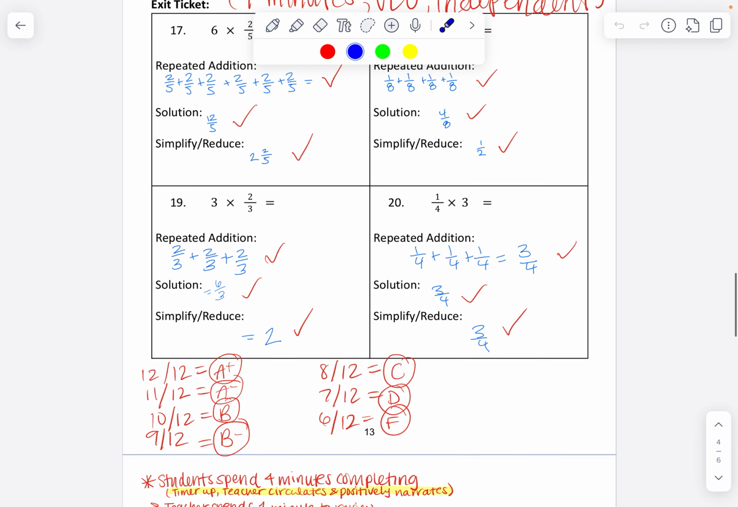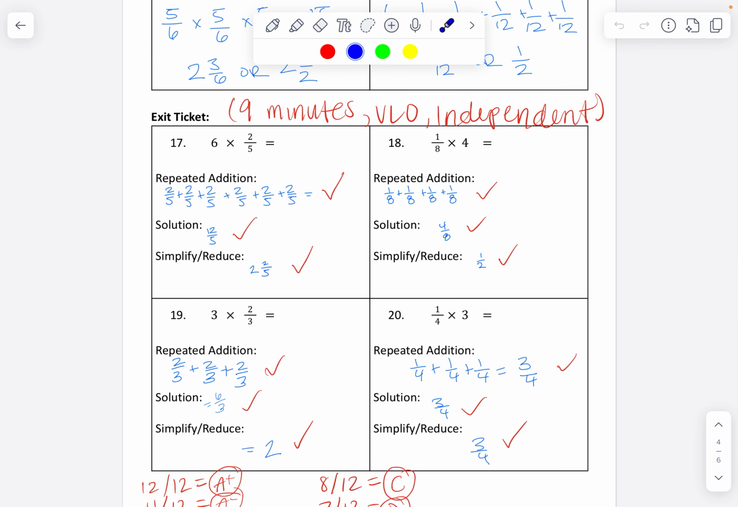And then they are going to spend the last 9 minutes of class working on questions 17 through 20. We want to see, did they get the repeated addition correctly? Did they get the solution? And then were they able to simplify? By the end of this lesson, you should be able to say students understand repeated addition of multiplying a fraction by a whole number, they understand how to find the solution, and they know how to simplify. Or you may be able to say, well, this student is great at repeated addition and finding solutions. However, they are still struggling with simplification.